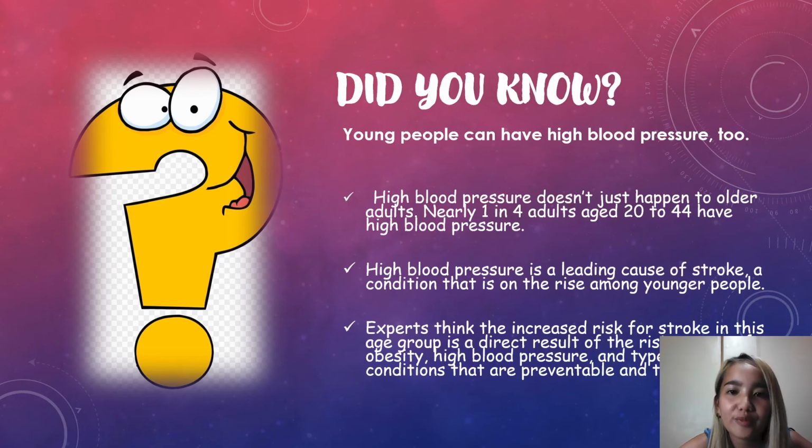Did you know that young people can have high blood pressure too? High blood pressure doesn't just happen to older adults, because nearly 1 out of 4 adults aged 20 to 44 have high blood pressure already. And because high blood pressure is a leading cause of stroke, a condition that is on the rise in younger people, experts think that the increased risk for stroke in this age group, which is 20 to 44, is a direct result of the rising rates of obesity, high blood pressure, and type 2 diabetes, conditions that are preventable and treatable. That is why diet is very important.